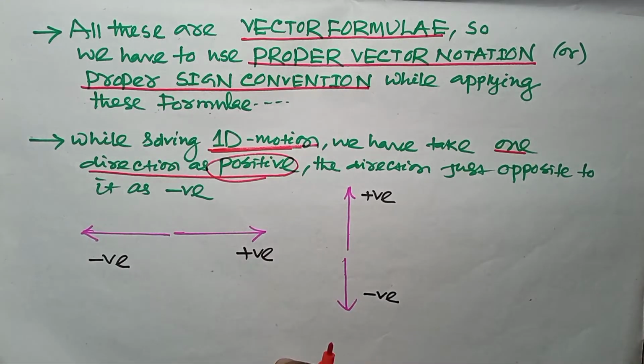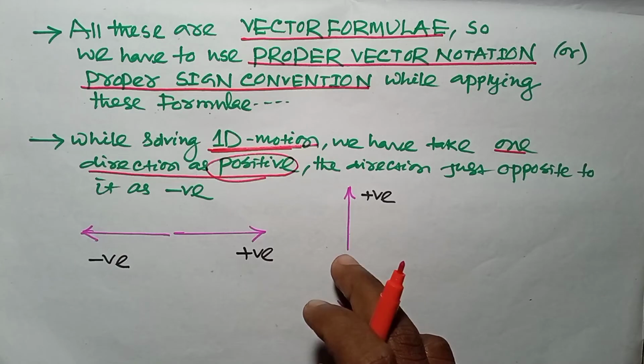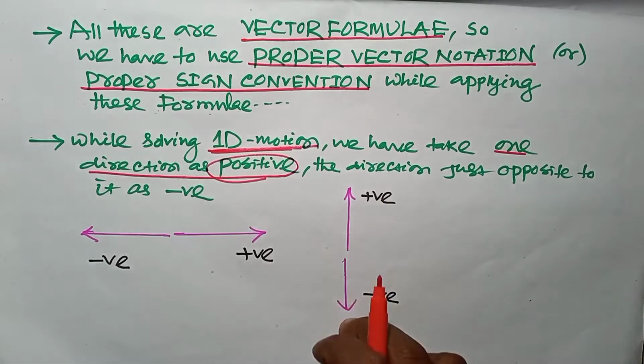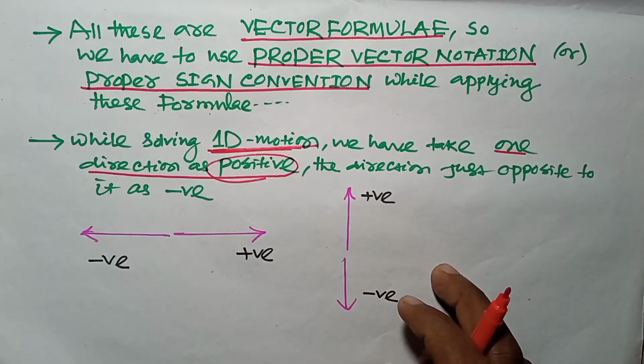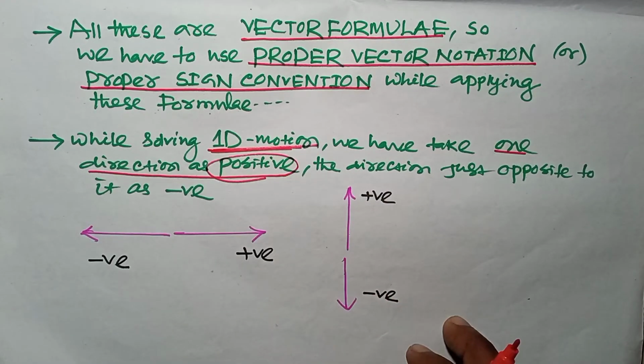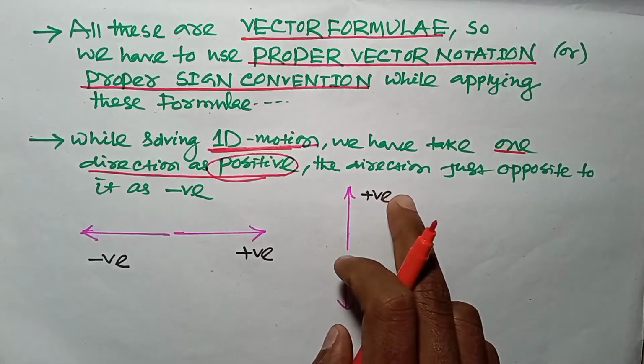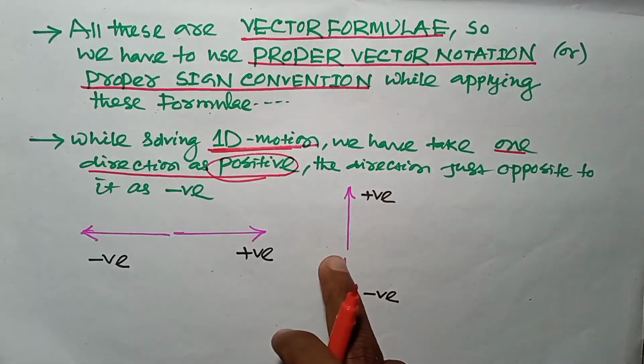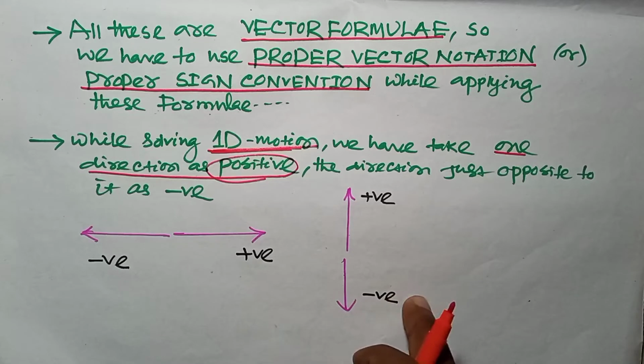Similarly, while dealing with motion in the vertical direction, we can take the upward direction to be positive and the downward direction to be negative. So all quantities in the upward direction are taken to be positive and all quantities in the downward direction are taken to be negative.